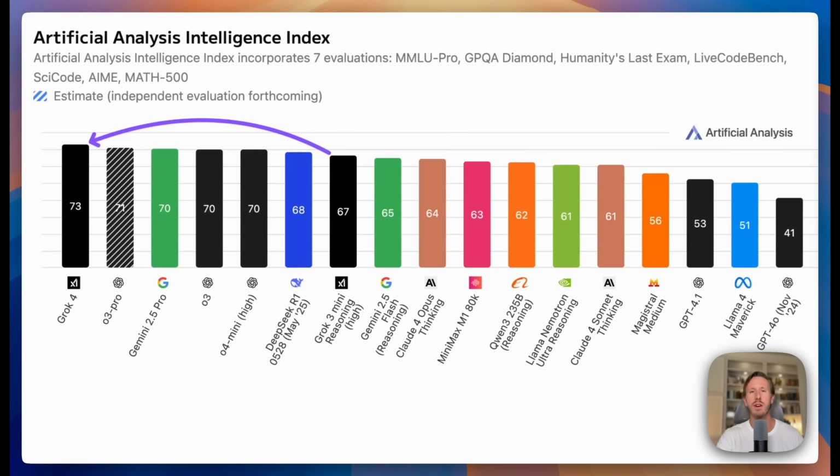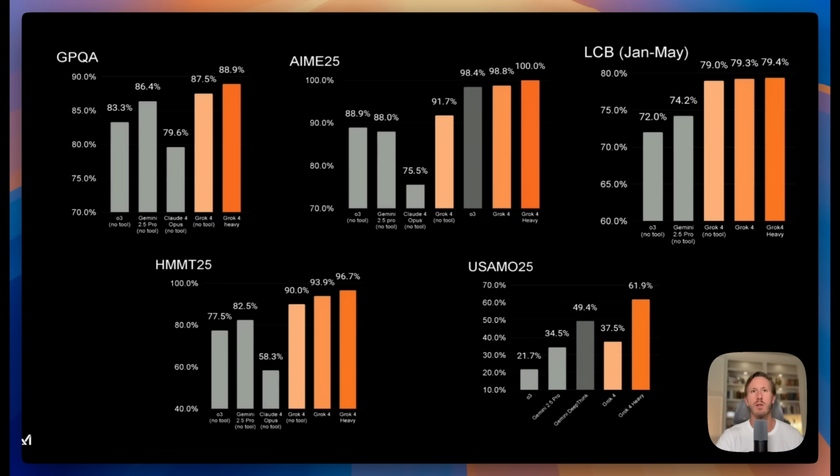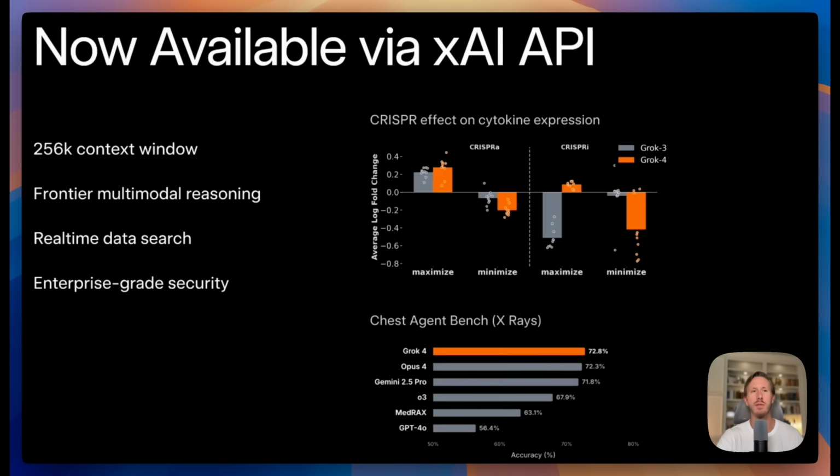Grok 4 is also now topping the Artificial Analysis Intelligence Index, beating out the previous champ O3, and you can see this is a pretty massive leap from Grok 3, which was previously in sixth place. Grok 4 also shows leading performance in various specialized academic and reasoning benchmarks, including graduate level questions and math competitions. It's also now available in the xAPI.